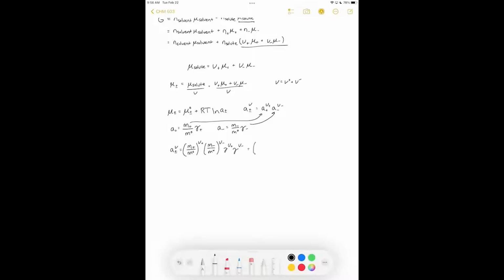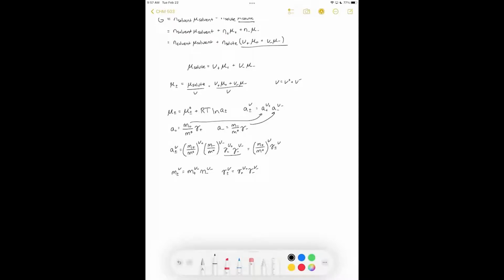And we can also do the same thing with the molality. So we can have m plus minus over m naught raised to the nu times gamma plus minus to the nu. And so here, gamma plus minus is simply this, and m plus minus is equal to that here. So we can say that m plus minus raised to the nu is equal to m plus to the nu plus, m minus to the nu minus, and then the same thing for gamma. And so we have all these definitions here.